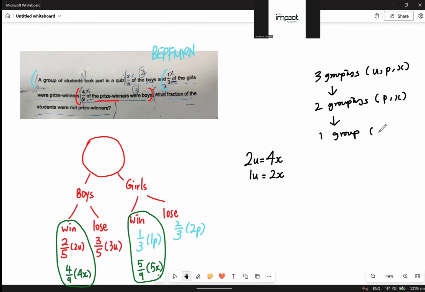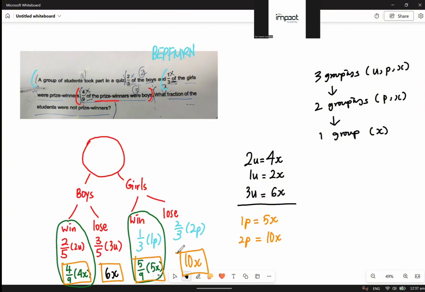My job now is to just make sure that it's only x. So I'm converting everything. My 3 units, instead of writing it as 3 units, I'll write as 6x. So 3 units is also equals to 6x. Then now I will look at parts. Since 1 part is equals to 5x, 2 parts is equals to 10x. So therefore, I now will change this to 10x. All I need to do now is not to be confused by units, parts, and x. Now I can confidently just fix my eyes on this one group.